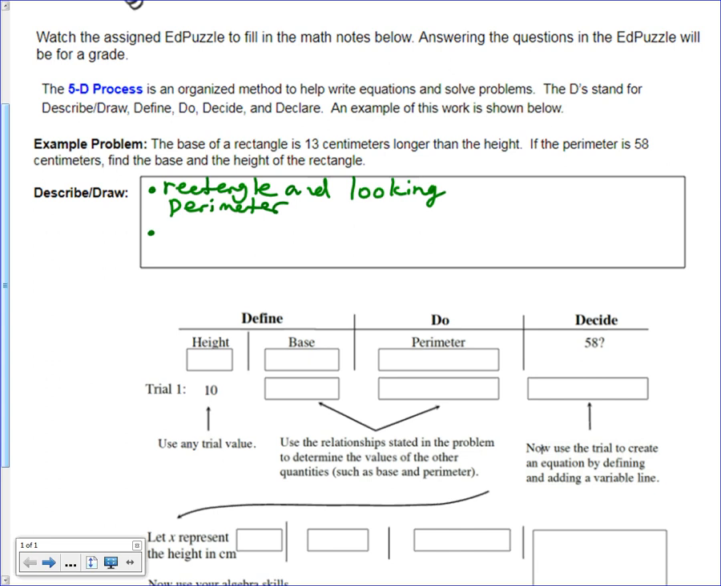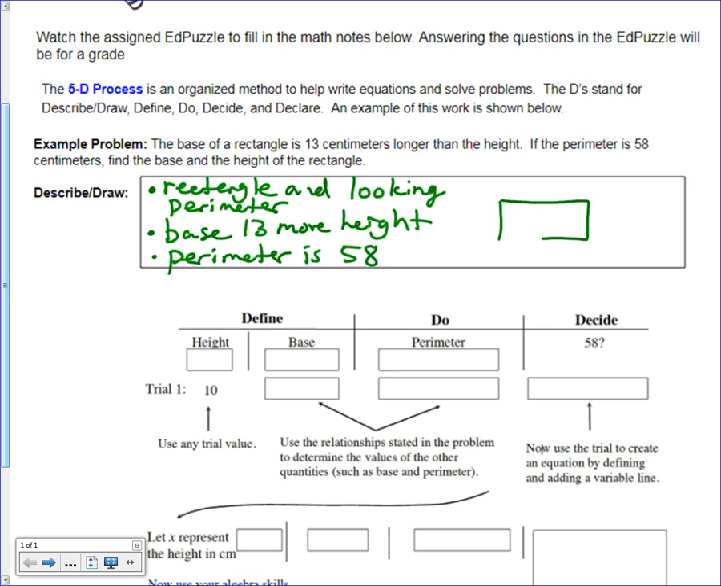We know that the base is 13 more than the height. Okay, and we know the perimeter is 58. So we write down the important pieces of information. And then we should also, because we're talking about a rectangle, draw one.